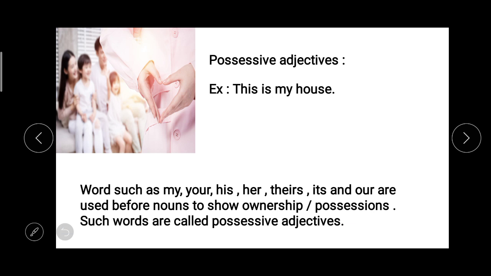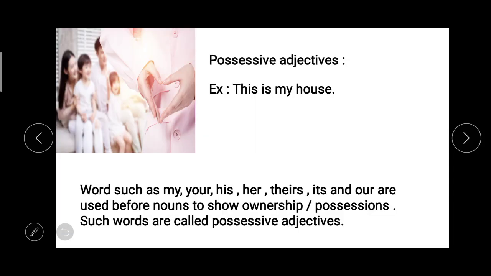So students, words such as my, your, his, her, their, its and our are used before a noun to show ownership or possession. Such words are called possessive adjectives, like this is my house. You can see that this word my is used before a noun to show possession. That's why we call this a possessive adjective.